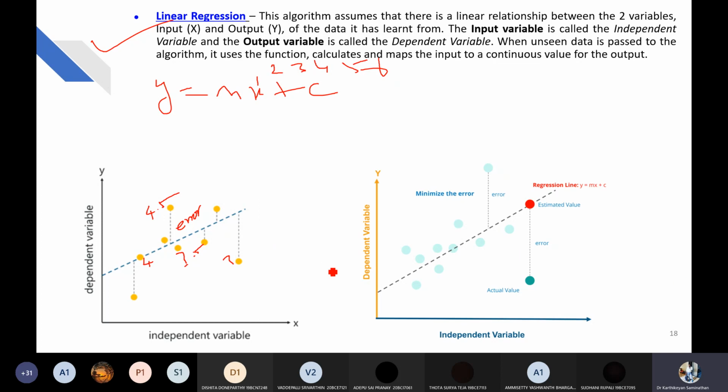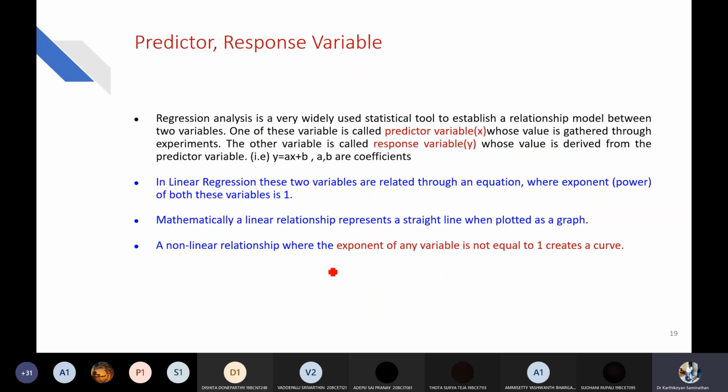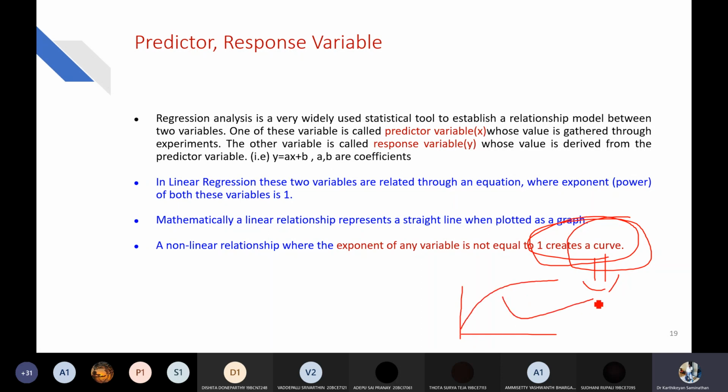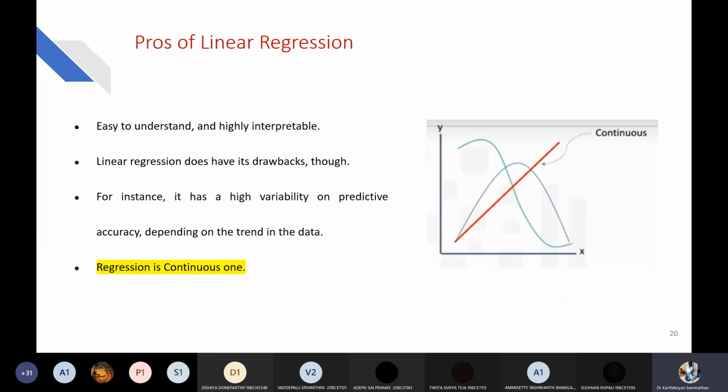Linear and non-linear: linear means if the power of the variable is 1, then you can say linear. If the power is other than 1, then it is not linear. x is the predictor variable and y is the response variable. In a non-linear relationship, where the exponent of any variable is not equal to 1, generally that will create a curve. So if the output is a curve, then it is not linear. It may be like this or like this, right?